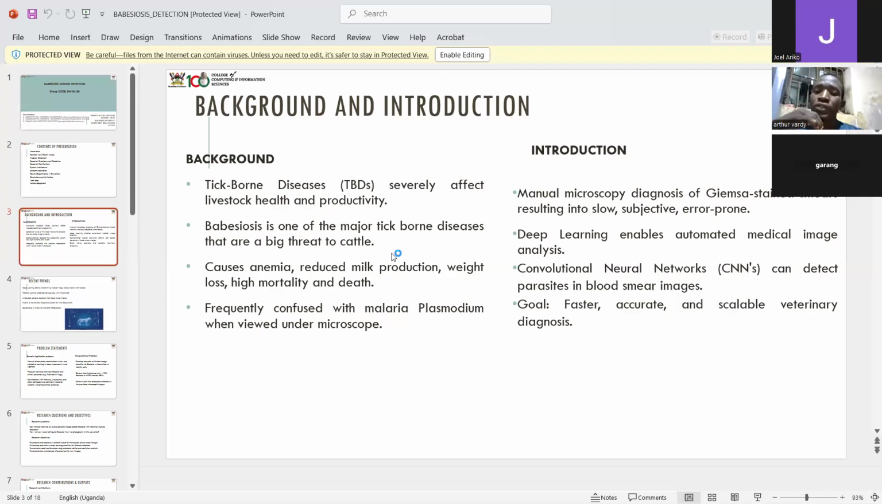So deep learning enables automated medical analysis, whereby we shall use our model that we've built using machine learning, whereby we shall be uploading our microscopic images, which will be able to determine whether the animal is diagnosed with babesiosis or not. So we shall use CNN in order to detect the parasites in the blood smear images. One of our goals is to ensure that the process is fast, accurate, and scalable veterinary diagnosis.